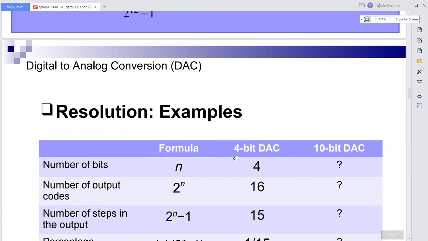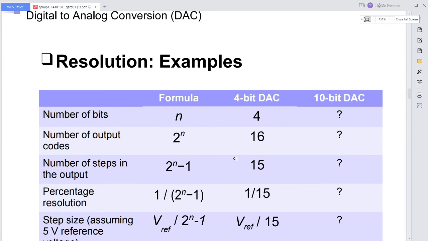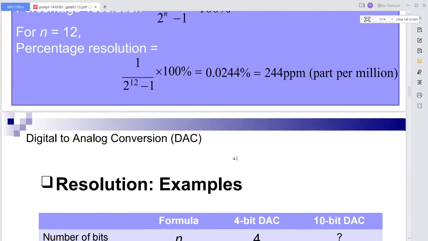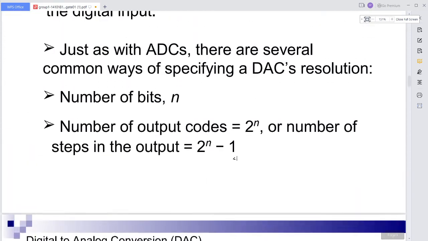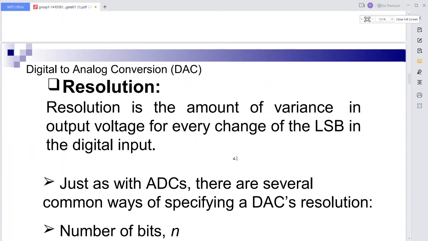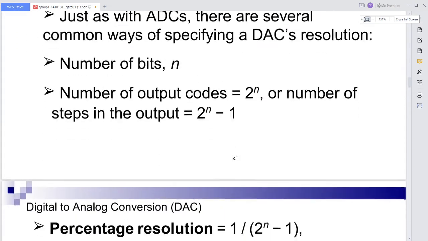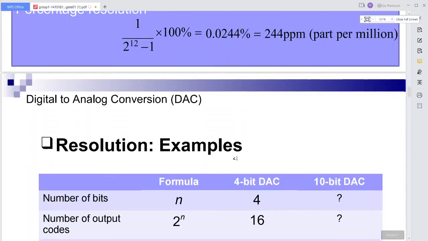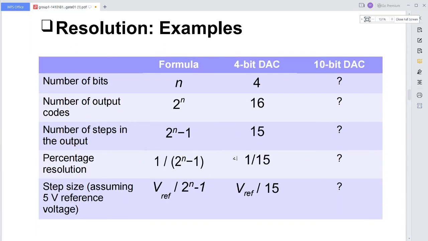So next one is resolution. Resolution, we know the formula. We have discussed that resolution is nothing but the change in the output if we change the LSB bit from 0 to 1 and 1 to 0. So this table will explain the resolution examples. The formula we have, number of bits are n. If it is a 4-bit digital to analog converter, we can have the 4 bits. So you try to complete this one.